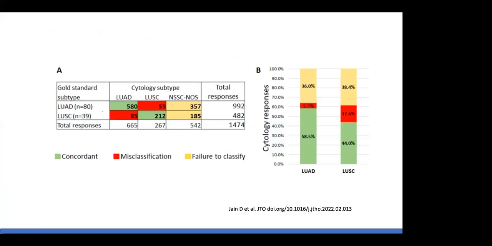Here you can see this. Look, the concordance for the diagnosis of adenocarcinoma was 60%. The concordance for squamous cell carcinoma drops to 45%. So it's not so easy in real life sometimes to make this distinction.